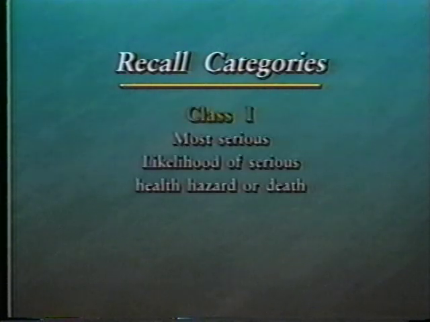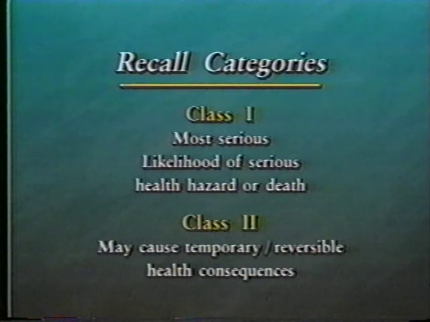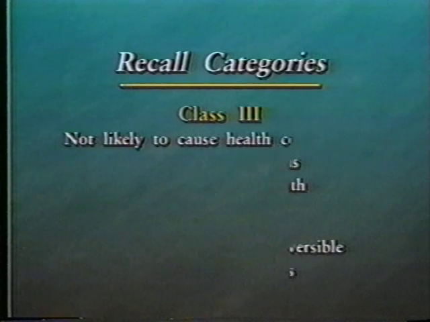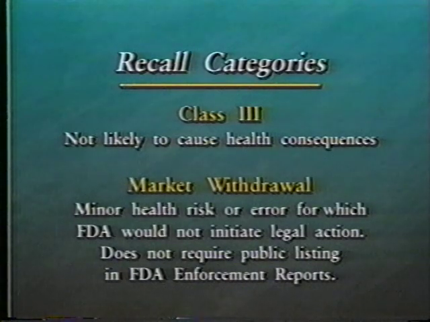The established recall categories are Class 1, most serious, likelihood of serious health hazard or death. Class 2, may cause temporary, reversible health consequences. Class 3, not likely to cause health consequences. And market withdrawal, minor health risk or error for which the FDA would not initiate legal action.